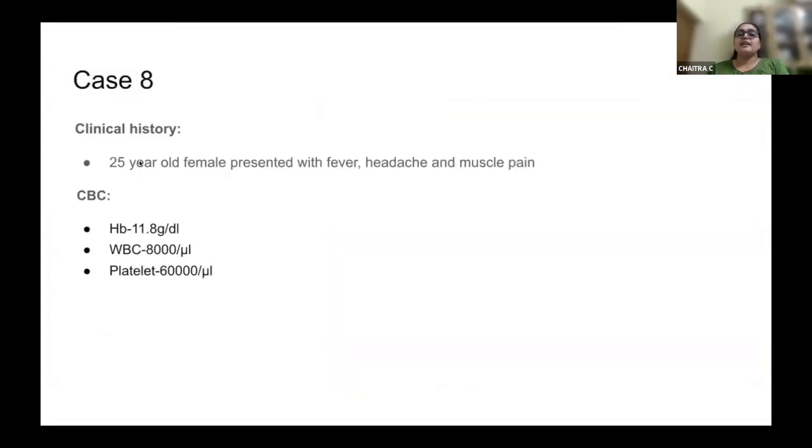So this was another case where a 25-year-old female presented with fever, headache and muscle aches. CBC was done and hemoglobin was 11.8, WBC was 8,000 and platelets were reduced. It was 60,000.